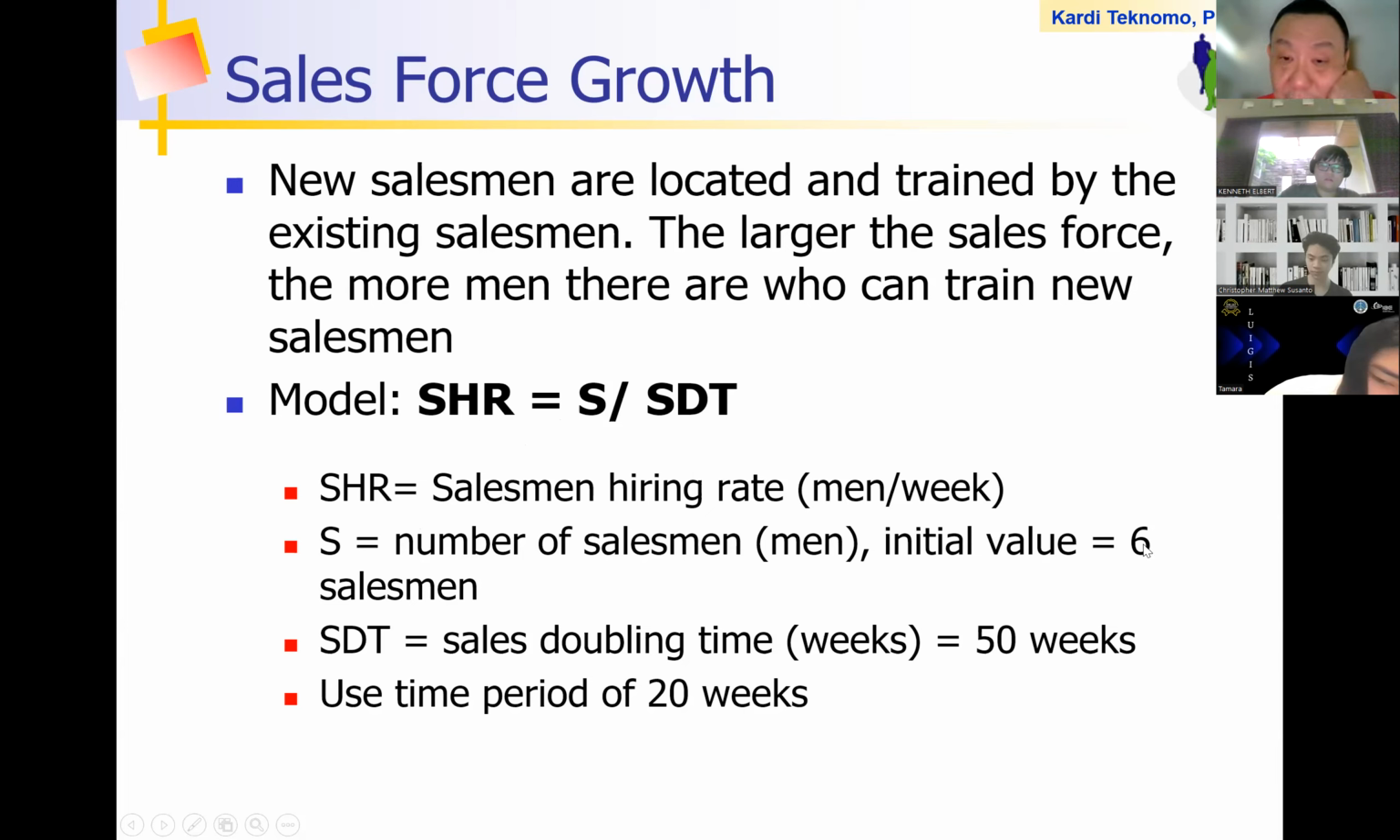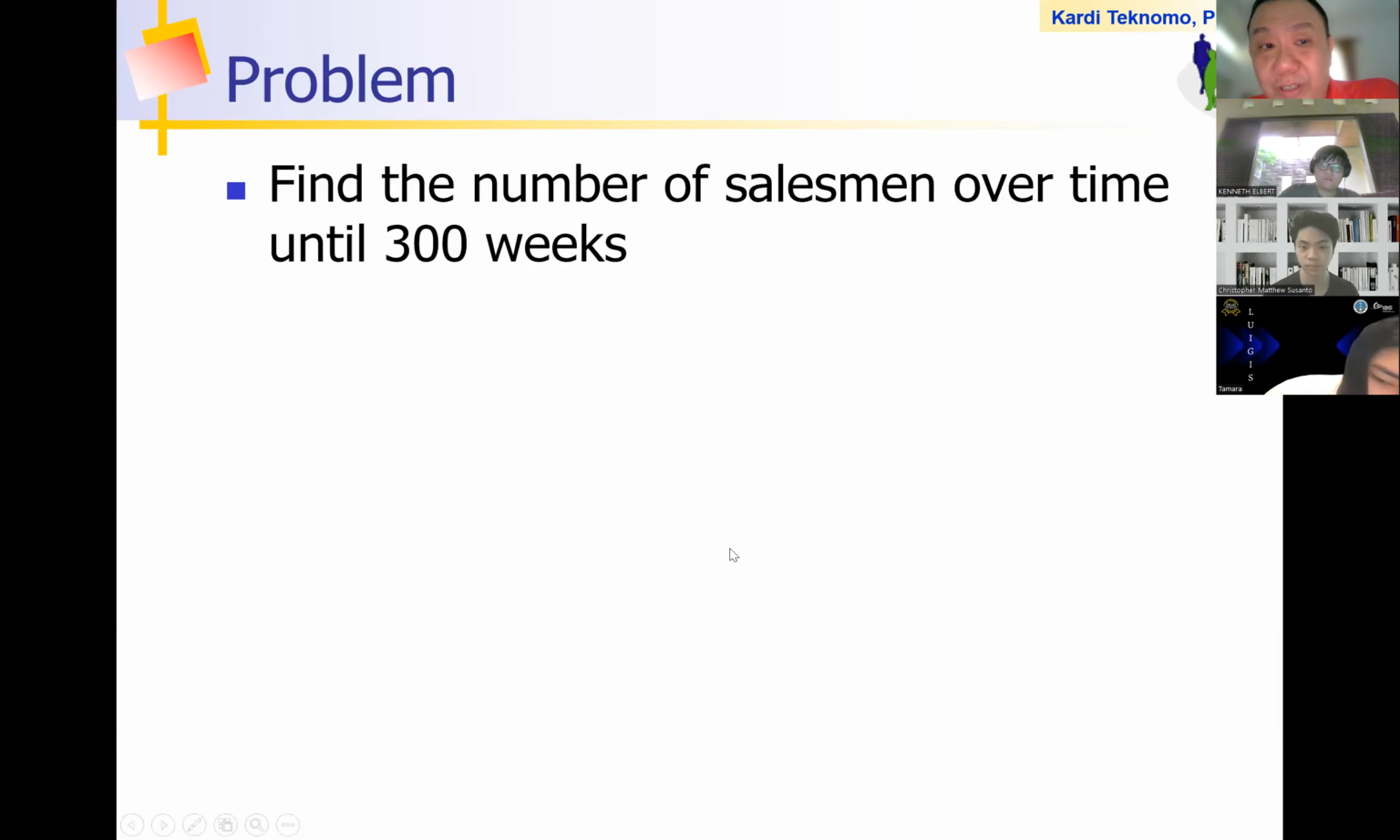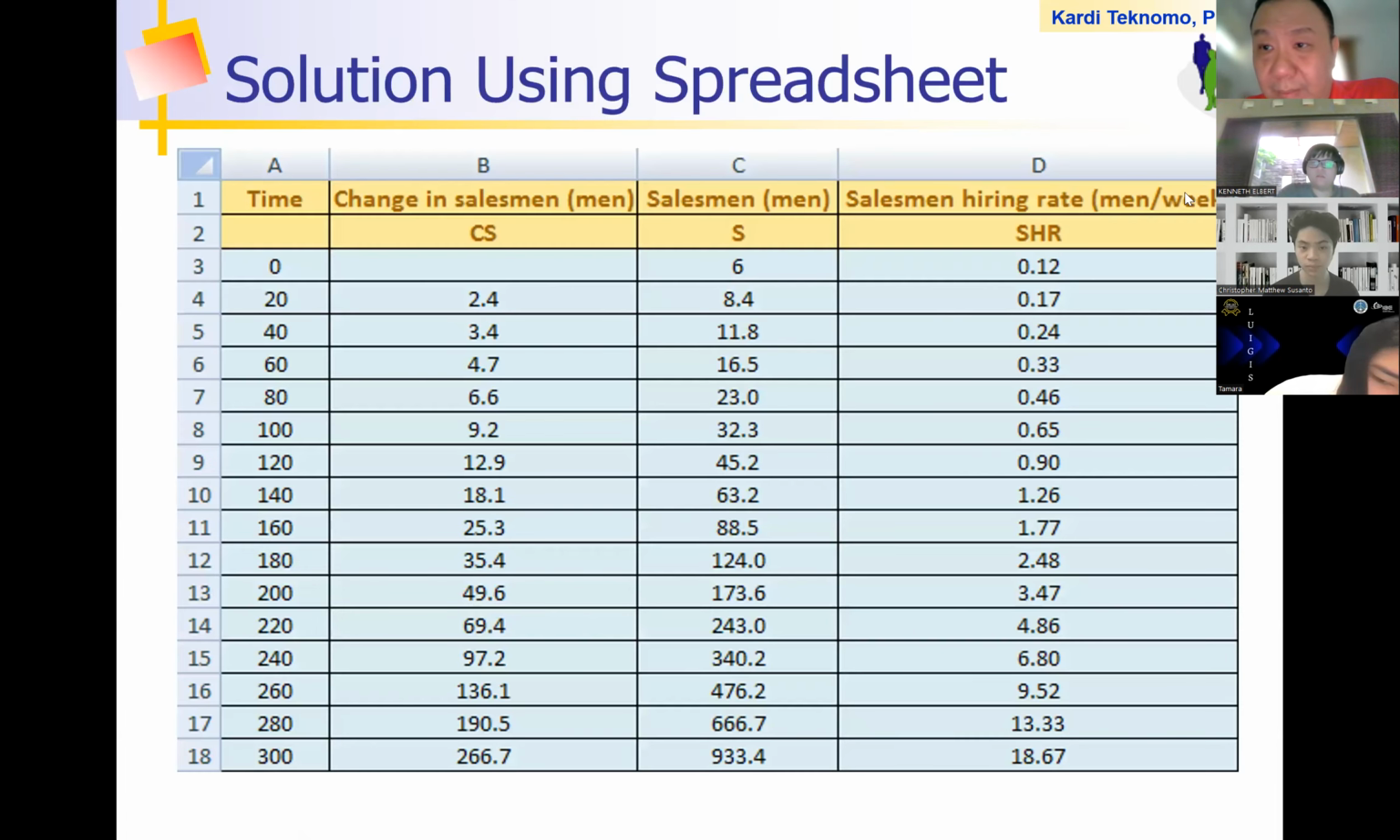Initially, you have 6 salesmen, and SDT is the doubling time. For example, every 50 weeks, you increase to double. So you can use a time period of 20 weeks. Now the question is, can you find the number of salesmen over time until 300 weeks? Because the time is increased by 20 up to 300.